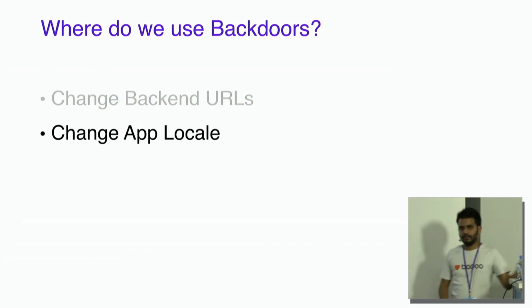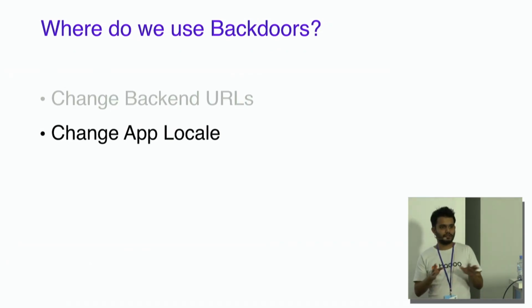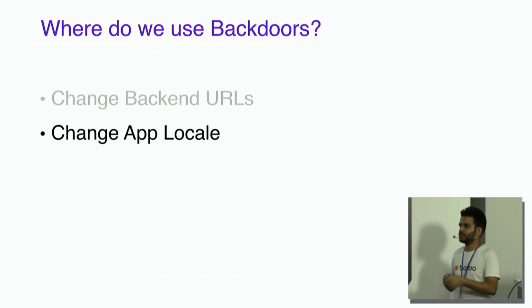Changing the app locale. Badoo is available in almost 46 languages, and if we want to do localization testing, and we keep changing the device language, it takes a lot of time. What we do instead is we have defined a backdoor which takes the language as a parameter, and when we invoke it, our application assumes that okay, the locale has been changed from English to Russian, and the app then behaves in a different way.